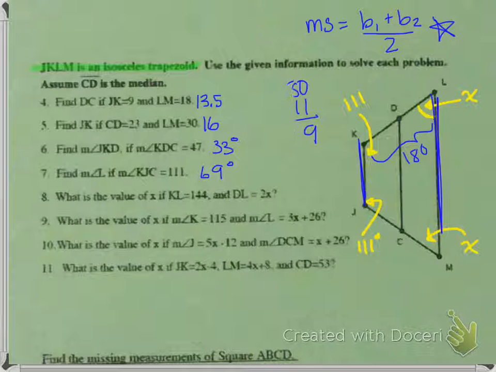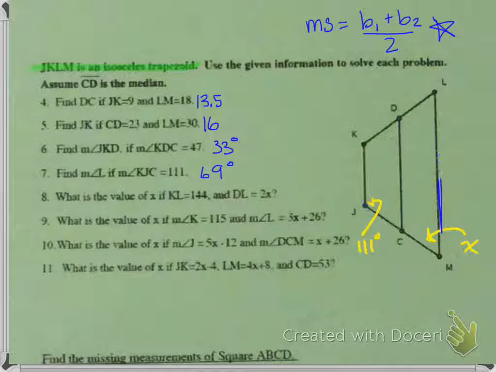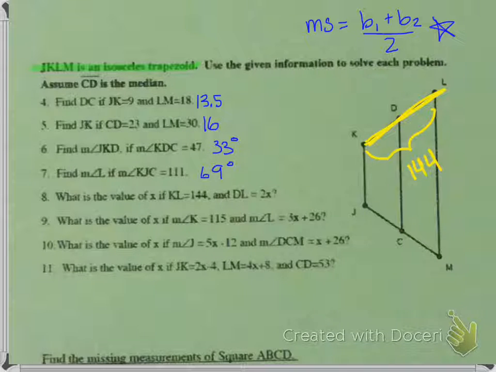Alright, let's take a look at the next one. Okay, it says, what is the value of x if KL equals 144 and DL equals 2x? So let's look at where KL is. KL is right here. The whole thing is 144. Now, they told me that DL is equal to 2x. That part is 2x. Well, one thing I know about this trapezoid is because it has a mid-segment here, this part and this part are the same size. So both of these are 2x.